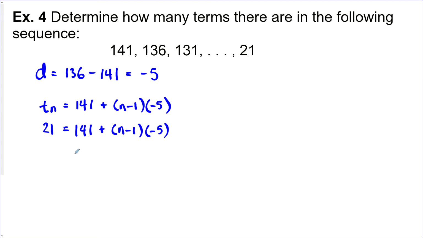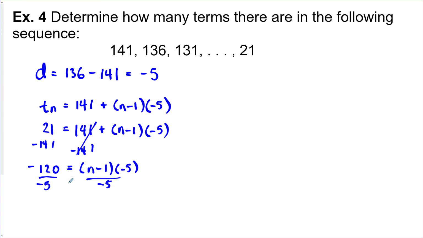So let's subtract 141 on both sides, and we get negative 120. Divide both sides by negative 5, and we get 24. And then add 1 on both sides, and we get that n is 25. So there are 25 terms in this sequence.